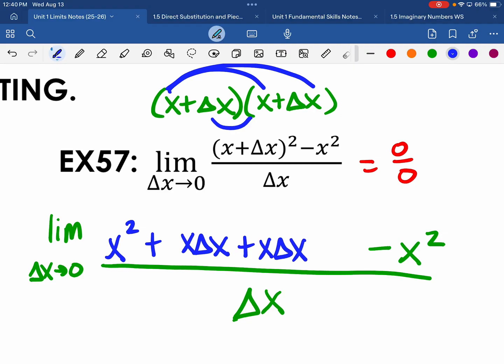Then you have another one of those guys. So delta x times x is x delta x. And then delta x times delta x is going to be delta x squared.